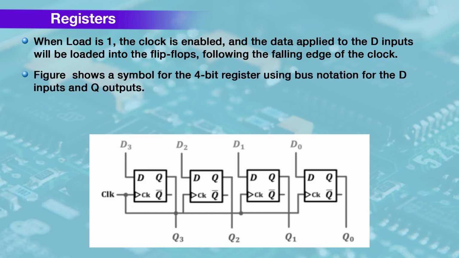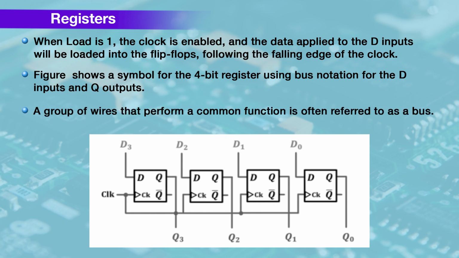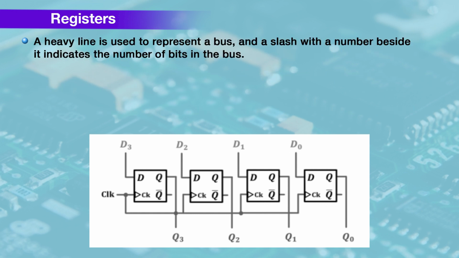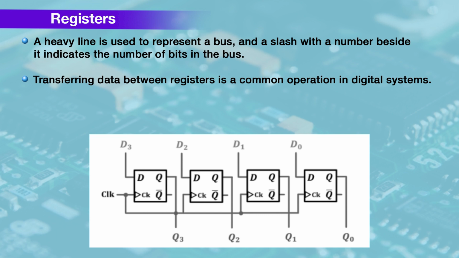The figure shows a symbol for the 4-bit register using bus notation for D inputs and Q outputs. A group of wires that perform a common function is often referred to as a bus. A heavy line is used to represent a bus, with a slash and a number beside it indicating the number of bits in the bus. Transferring data between registers is a common operation in digital systems.